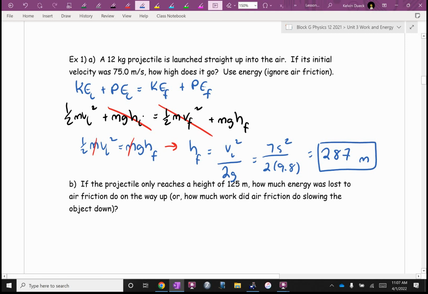Is that right? Yep. Okay. And again, I wouldn't use energies probably for this question. I would use good old physics 11. VF is 0, VI is 75, A is negative 9.8, VF squared equals VI squared plus 2AD, solve for D. But part B, I'd have to use energy.